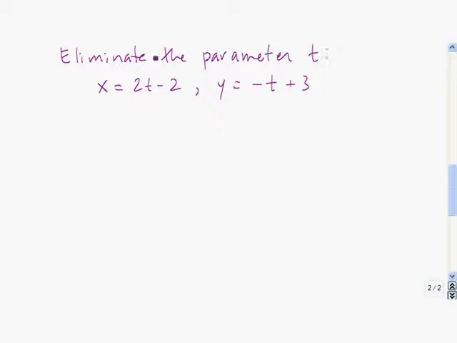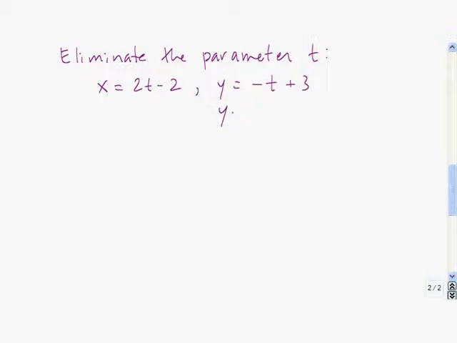Okay, so let's eliminate the parameter t in these two equations. The easiest way to do it, in general, is to solve for t in one of the equations and plug it into the t in the other equation. So let's solve for t in this equation.